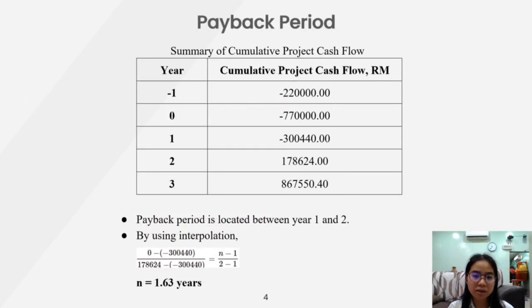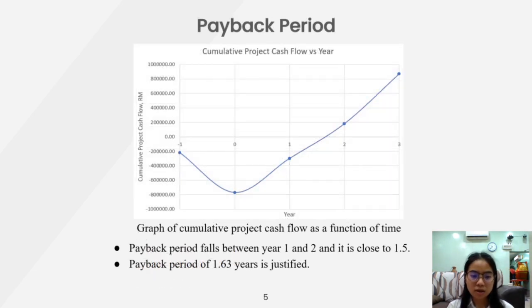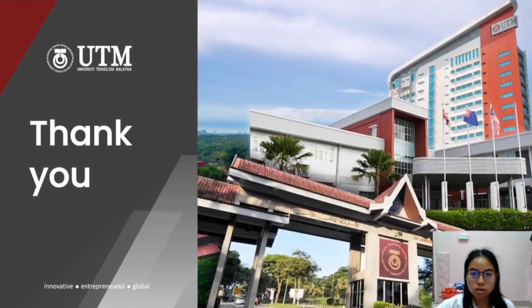Then the payback period. This table is the summary of cumulative project cash flow. We can see the payback period is located between year 1 and 2 because there is a sign change. Then we calculate using interpolation and get a payback period of 1.63 years. Based on the graph of cumulative project cash flow as a function of time, we can see that the payback period falls between year 1 and 2 and it is close to 1.5, so the payback period of 1.63 years is justified. That's all from us. Thank you.